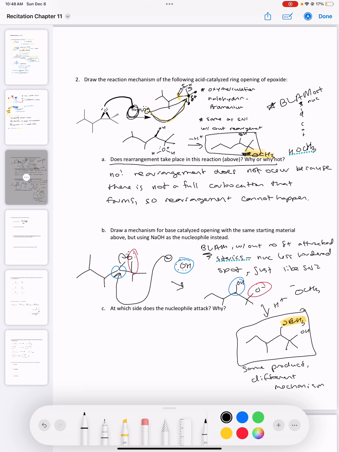Okay, at which side does the nucleophile attack? I actually already answered this question, but it attacks on the less substituted side because, oh, I already wrote it out. If this was a test I was taking, I would write it nicer. It's the less substituted side because without the acid catalyzing it, there's no partial positive, and so it's more attracted to the side with less steric hindrance, not the side with the strong partial positive.